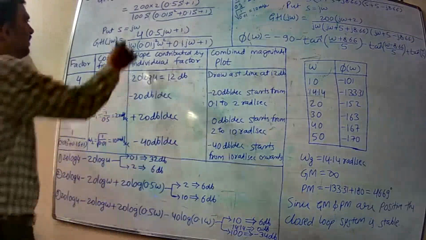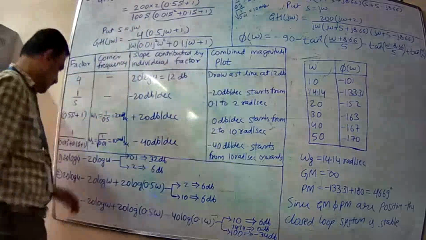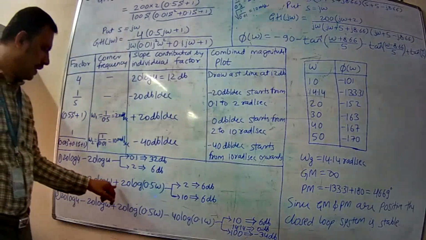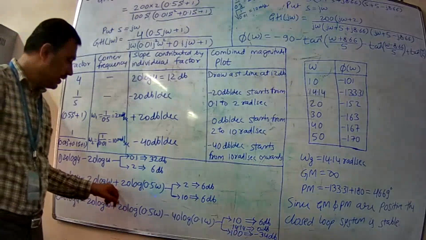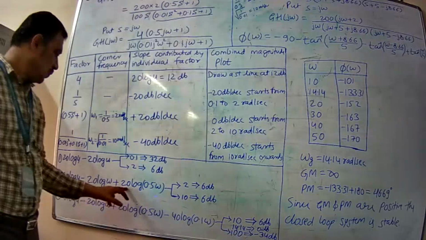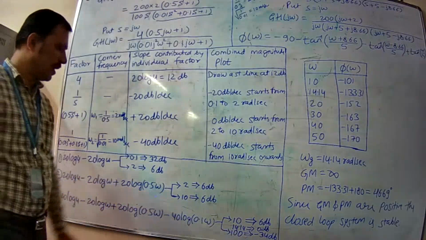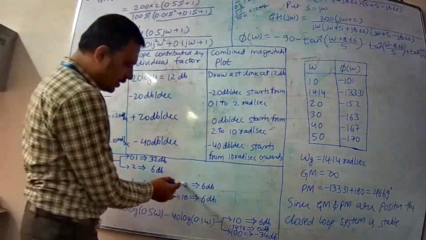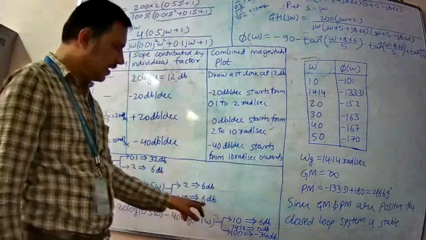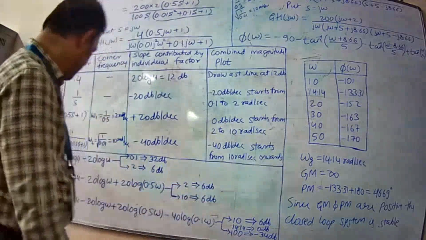Next, we have to consider the 1, 2, 3 factors. Then I will write here 20 log 4 minus 20 log omega plus. Why plus? Because this term is in the numerator, hence I will write the plus. 20 log 0.5 omega. What is the range here? That is 2 to 10. That is equal to 6 dB, and here also you are getting the value as 6 dB.